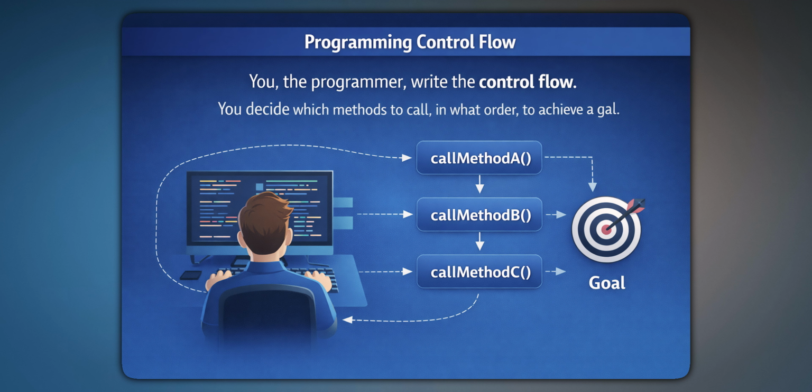So, let's dive in. In AI agentic systems, the fundamental shift is in the control flow. In object-oriented programming, an object encapsulates state and behavior. It has data and it has methods that operate on that data. And you, the programmer, write the control flow. You decide which methods to call and in which order to achieve a goal.